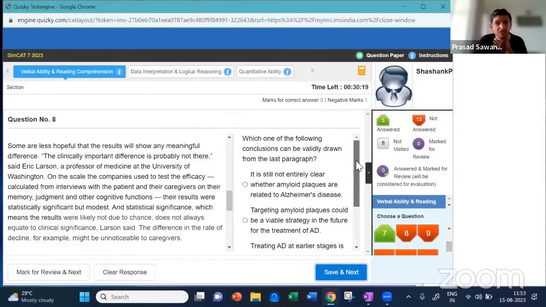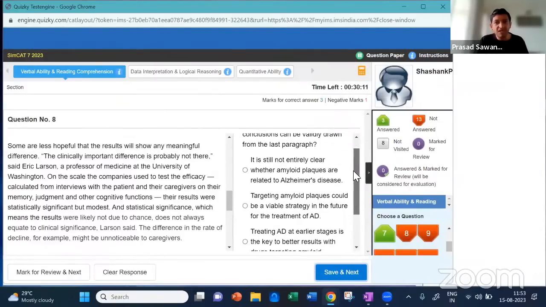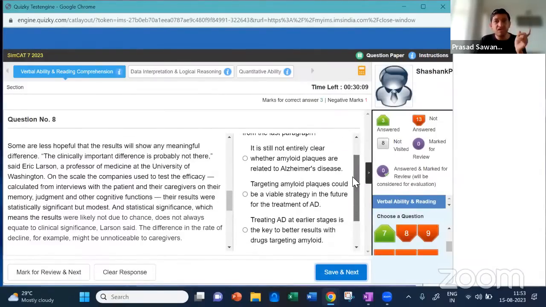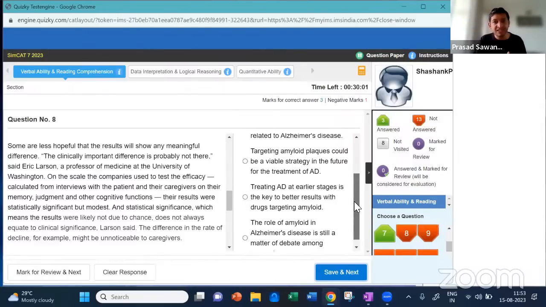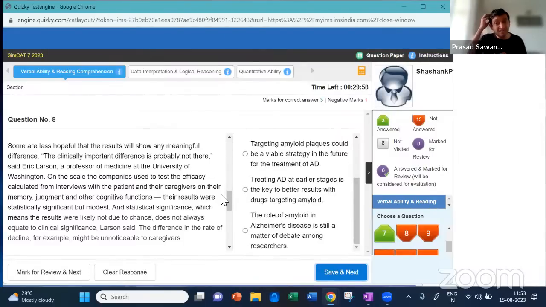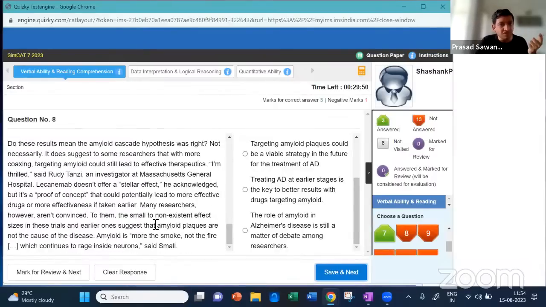Which of the following conclusions can be drawn from the last paragraph? It's talking about if amyloid is a cause or not, or fire and smoke, or that bit is there, right? It's still not clear whether amyloid plaques are related to Alzheimer's disease. Not really, because they are saying that amyloid rages in the neurons. That's the last sentence. Targeting amyloid plaques could be a viable strategy in the future for the treatment of AD. Fair enough. It's saying that in the last paragraph. Treating AD at earlier stages is the key to better results with drugs targeting amyloid. Okay, so treating AD could be. So they're not saying that it has to be. They're saying that if taken earlier, it could potentially lead to results. So is the key is not really something that we are talking about. It's talking about a possibility.